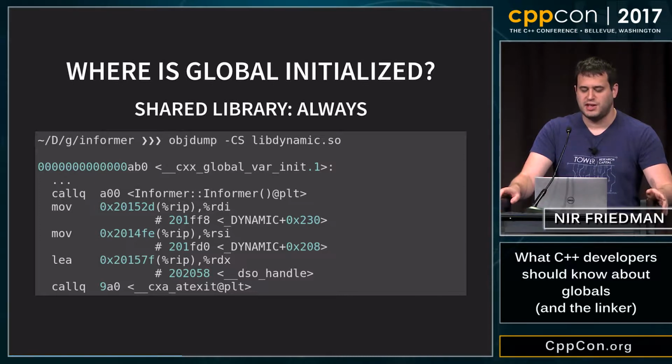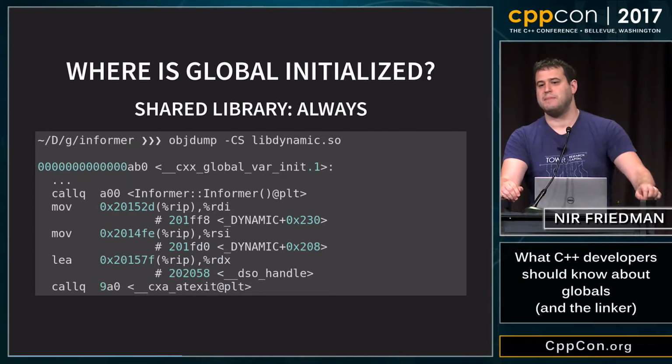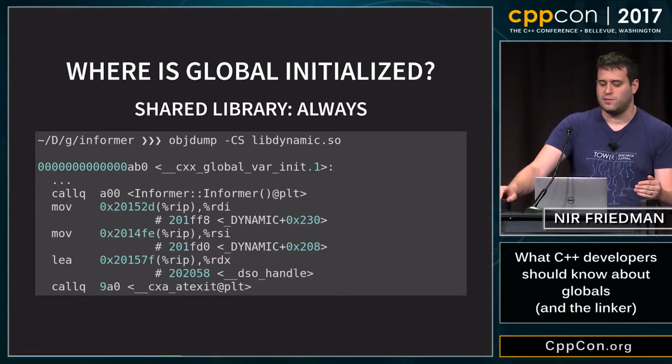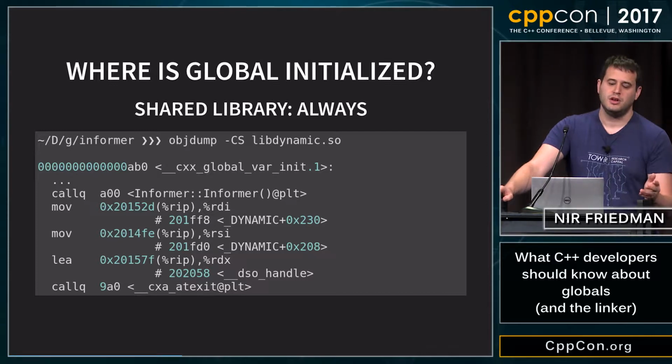So there's this section which is kind of suggestively named global var init. And this is a section which is used for things that have to happen immediately when the shared library is loaded. And one of the things that you can clearly see there is a call to the constructor of Informer. Now, the shared library in both of our examples, the one that worked and the one that didn't, was built the same way, right? So the shared library will always try to initialize the global.